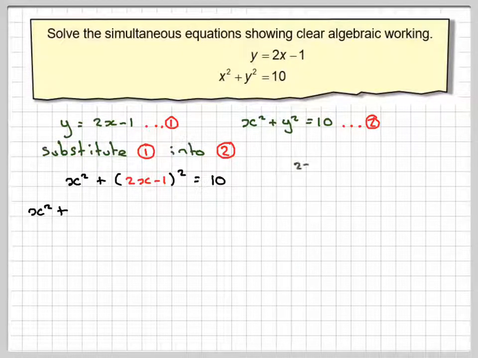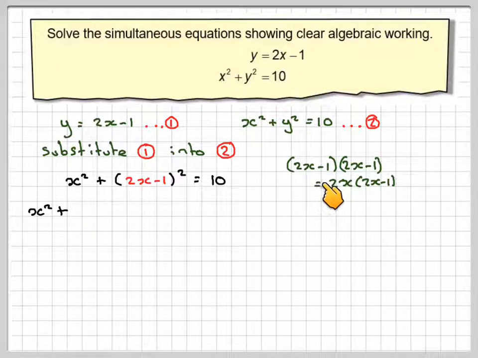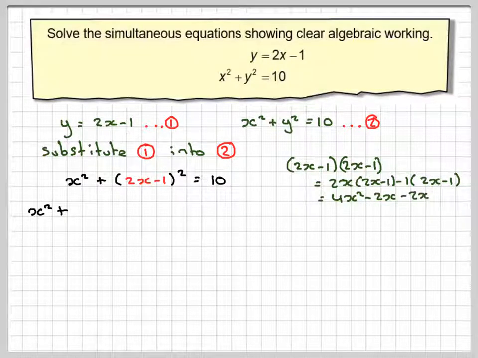This is really now assumed knowledge, but if you can't expand brackets, then you need to expand it separately. 2x minus 1 times 2x minus 1 is 2x minus 1 squared. So that means 2x times 2x minus 1, and then minus 1 times 2x minus 1. So 2x times 2x gives you 4x squared. 2x times minus 1 gives you minus 2x, minus 2x. And the minus times the minus gives you plus 1. That now gives you 4x squared minus 4x plus 1.